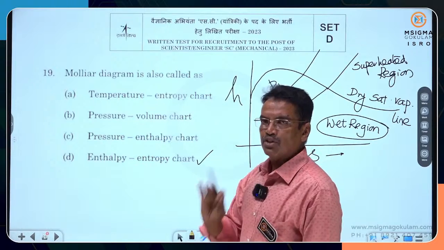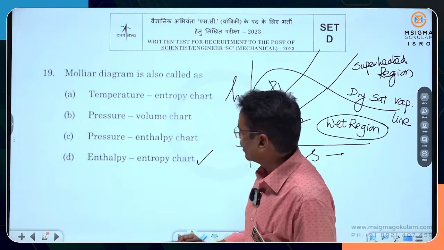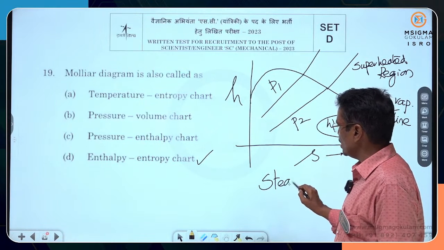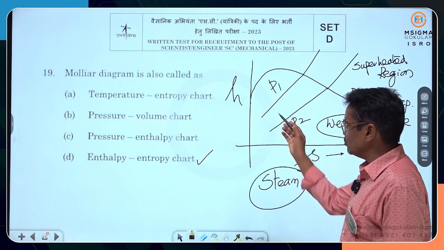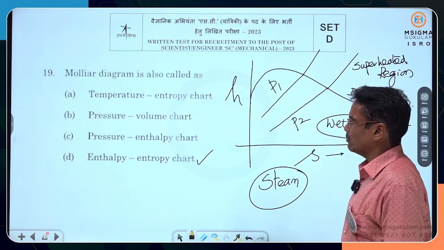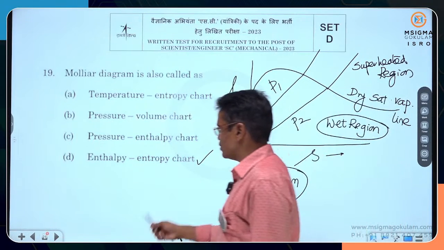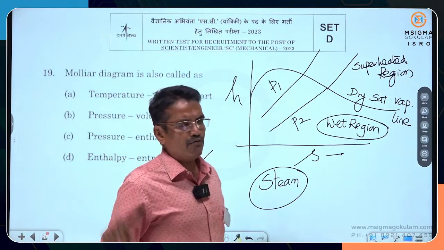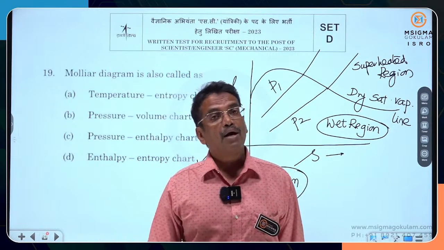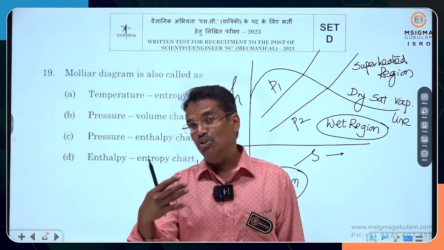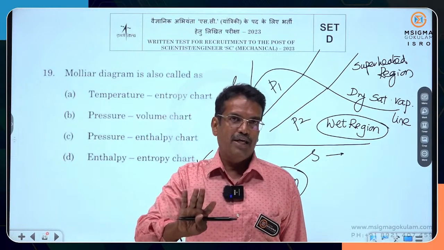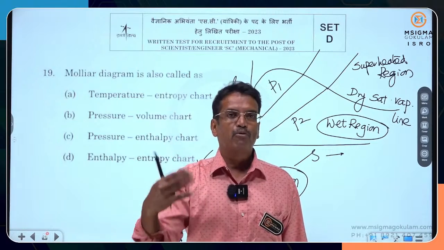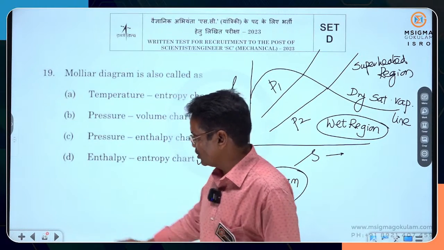All the problems of steam nozzles, Rankine cycle analysis, most of the steam problems are done by using this chart called the Mollier chart or Mollier diagram, which is an enthalpy versus entropy chart. See, some questions are quite easy like this. It is a very fundamental, very simple question. But at the same time, some questions take a lot of time. So, either it is very easy or a bit tougher. The question paper was like that. You are seeing all extremities.